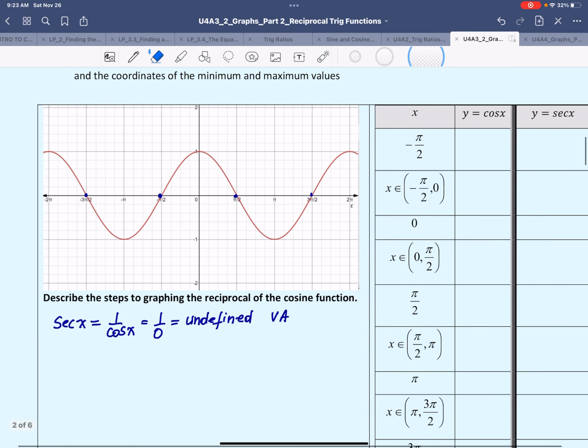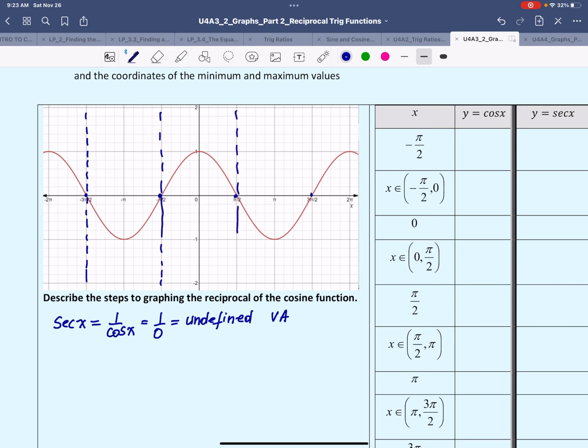So we are going to draw the vertical asymptotes exactly where the cosine has the x-intercepts. Just be patient with me, I'm going to try to do this as fast as possible. And don't forget to label the asymptotes by their respective equations. So what we have here is x equals -3 pi over 2, x equals negative pi over 2, x equals pi over 2, and x equals 3 pi over 2.